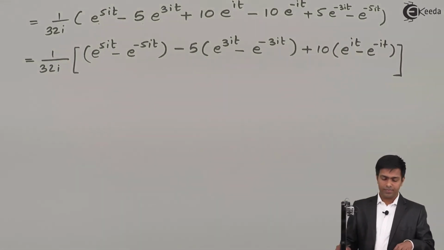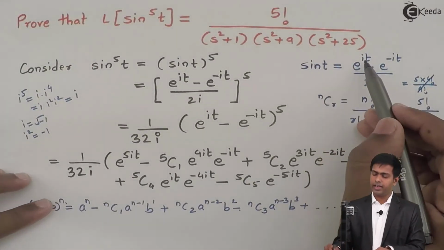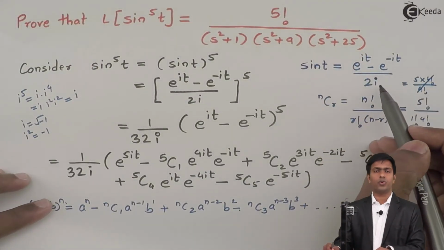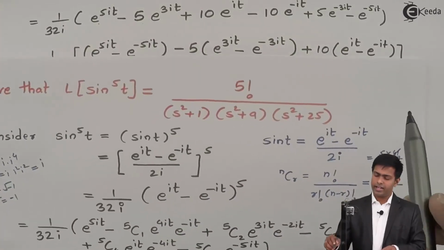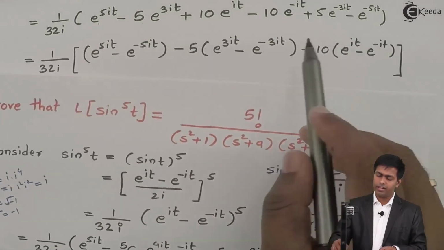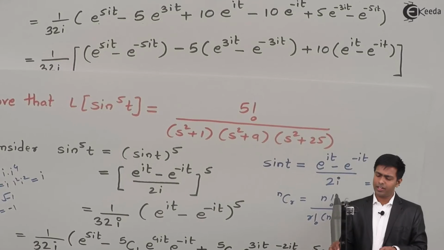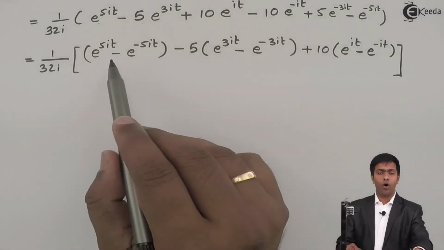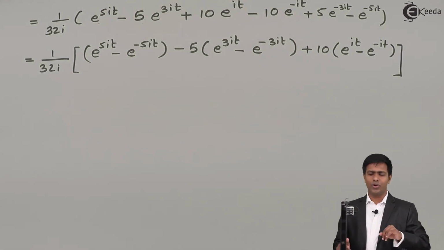Now what we'll do here? So friends, I told you one formula of sin t, that is e raised to it minus e raised to minus it upon 2i. If you observe carefully, we are getting the similar type of terms everywhere in the three brackets. Only the difference is the power. So if I bring 2i in the denominator of these three terms, then I can easily apply that formula.